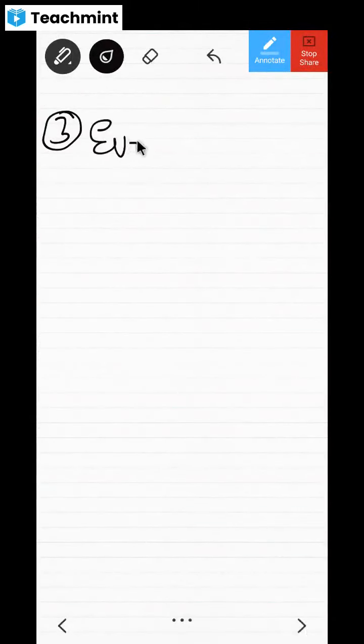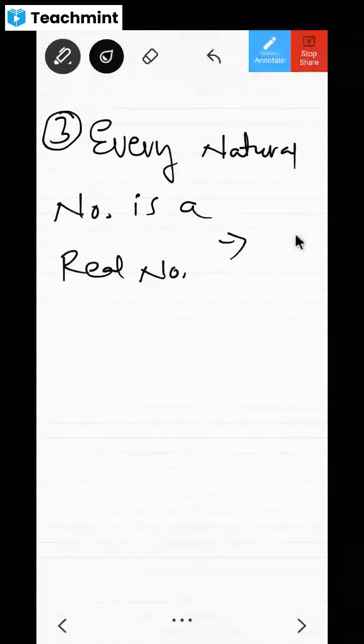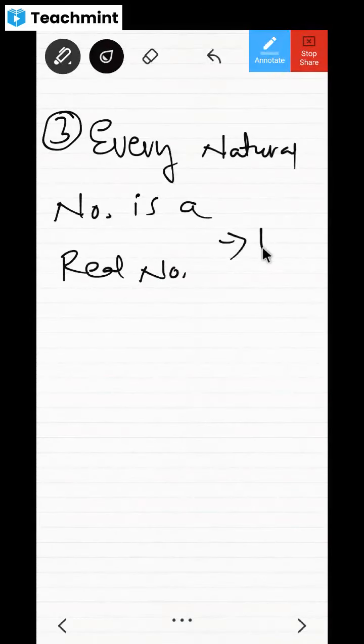Every natural number is a real number. True or false? Every natural number is a real number. Malu, tell me. It is true, yes.